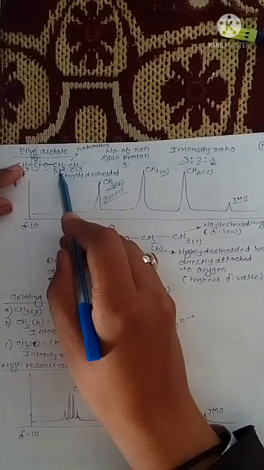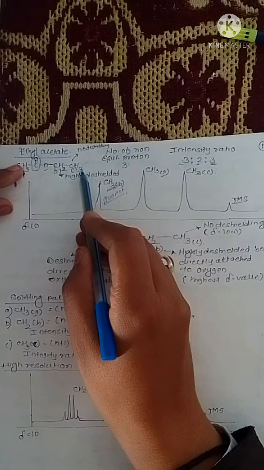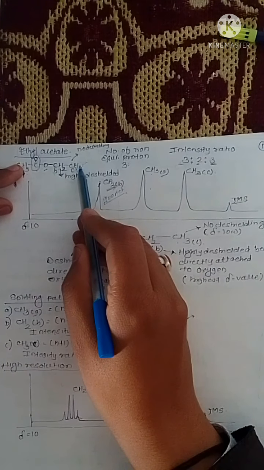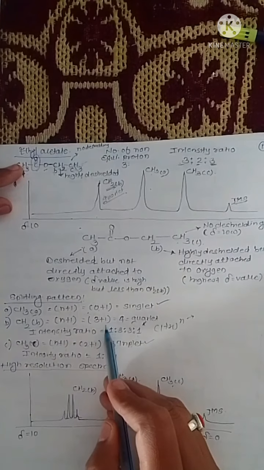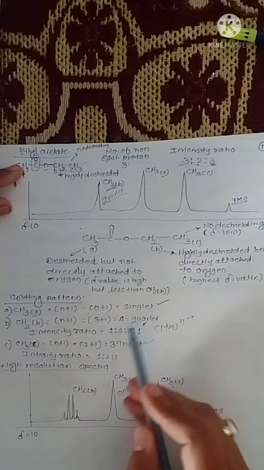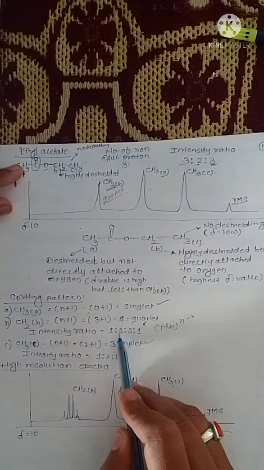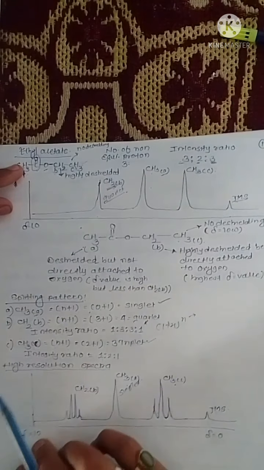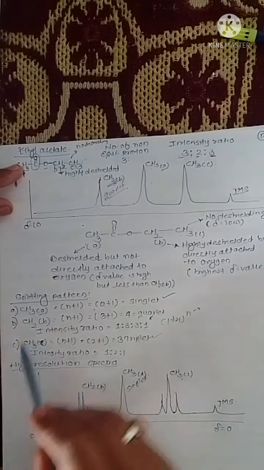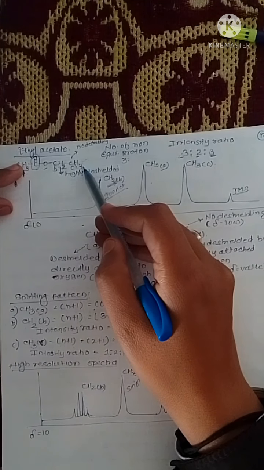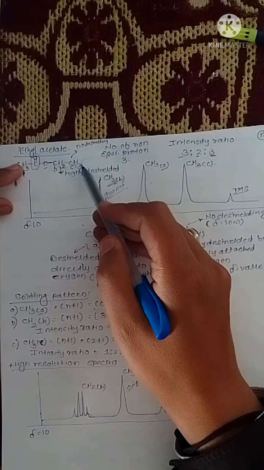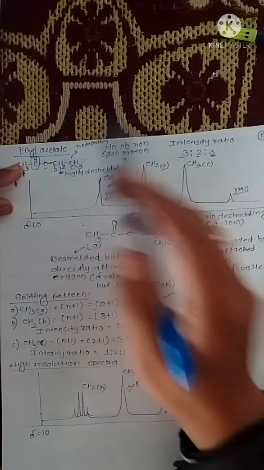So for this CH2 proton, there are 3 protons present on the adjacent carbon. The formula is n+1. So 3 plus 1 is equal to quartet, and the intensity ratio comes as 1:3:3:1. Now for this CH3, we are going to calculate the splitting pattern. So adjacent to this CH3 there is CH2.